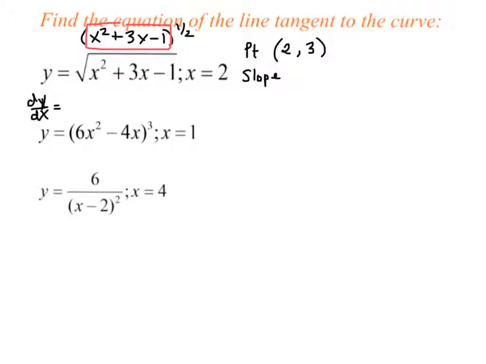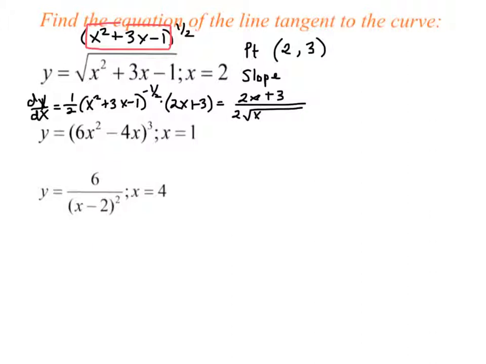is going to be, I'll put the 1/2 up front. I leave the inside exactly as it was. Now it's to the negative 1/2, and then remember I multiply by the derivative of the inside, so 2x plus 3. So doing a little bit of rearranging, and again I'm assuming you have a handle on chain rule, and if you don't, go back and watch some videos on that. But the 2x plus 3 is on top, and on the bottom I've got 2 times the square root of x squared plus 3x minus 1.